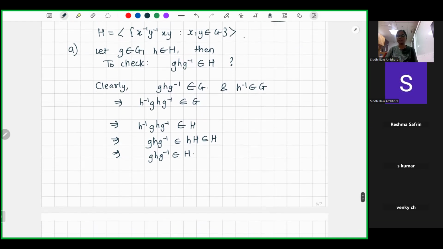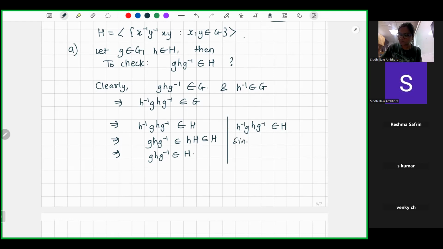How is this happening? Or if you do not want to do anything of this sort here, you can also just do this from here. We know that h inverse g h g inverse belongs to H. This much is clear. Now what we can do is pre-multiply by h. h is anyway in H, so since H is a subgroup, this whole thing will still be inside H.